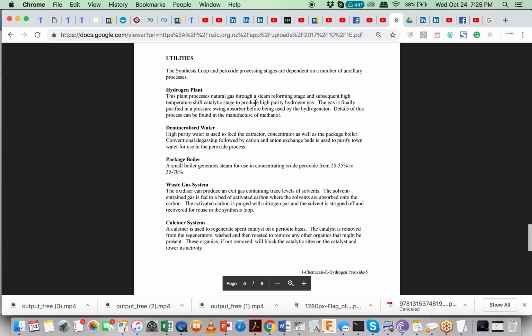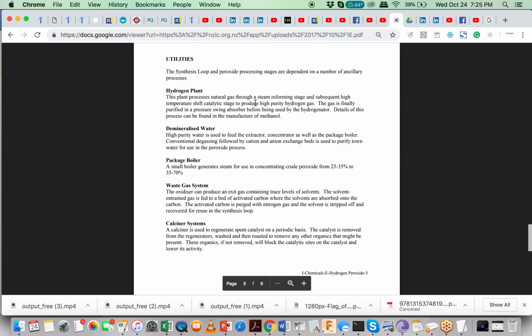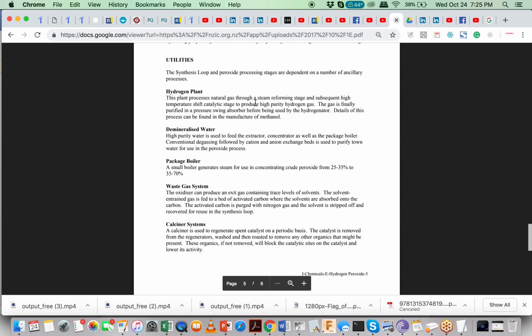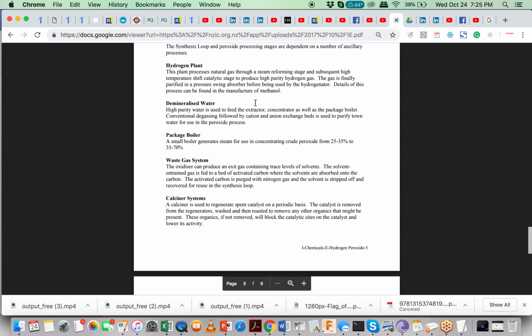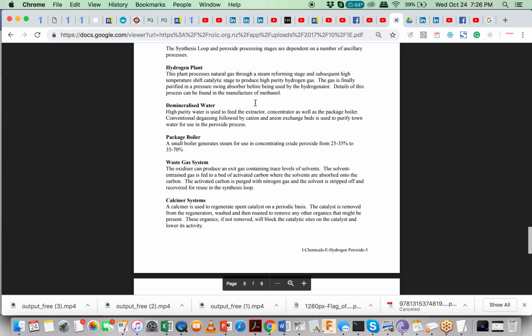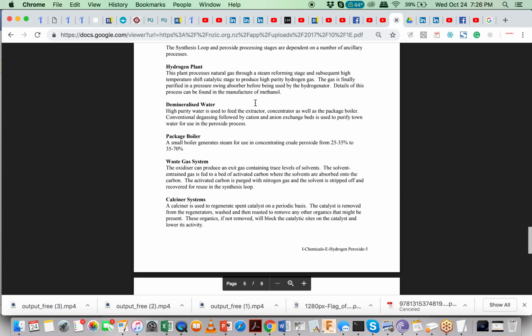Hydrogen plant. This plant processes natural gas through a steam reforming stage and subsequent high temperature shift catalytic stage to produce high purity hydrogen gas. This gas is finally purified in a pressure swing absorber before being used by the hydrogenator. Details of this process can be found in the manufacture of methanol.